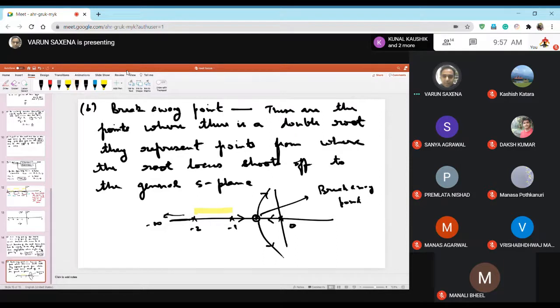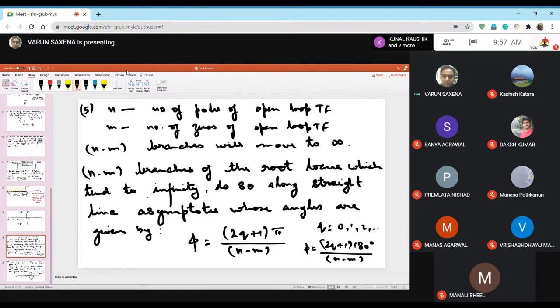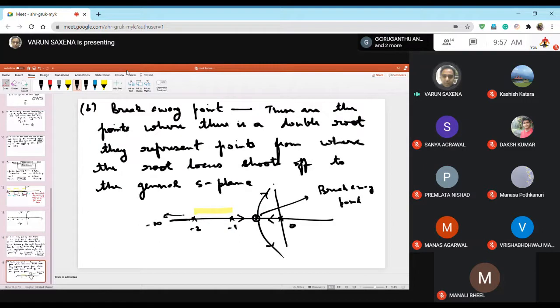Okay. And then we would also try to evaluate this. All the branches that are tending to infinity do so along some straight-line asymptotes whose angles are given by this. So now, if they are tending to infinity, we will try to find out what those asymptotes are that they will approach.